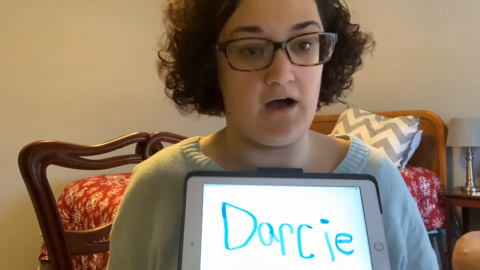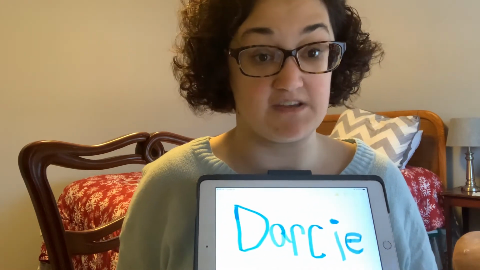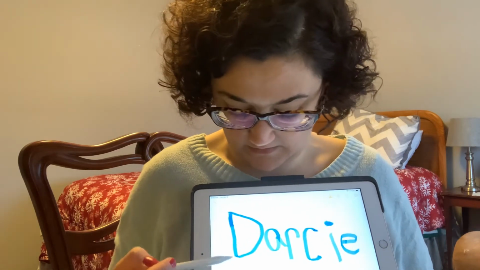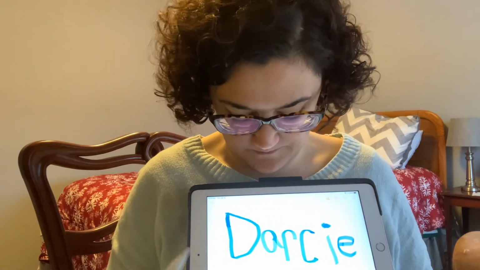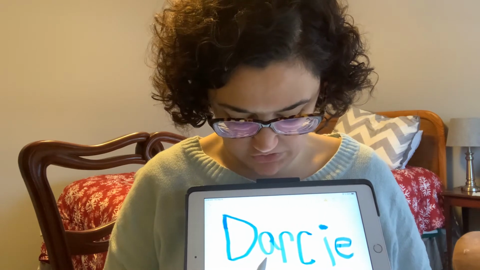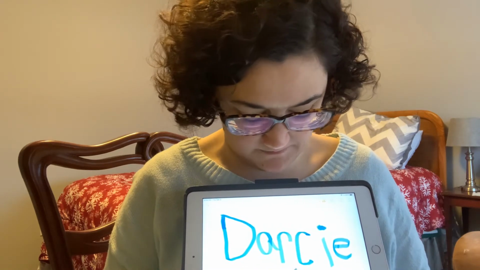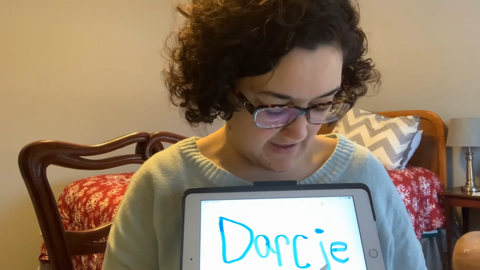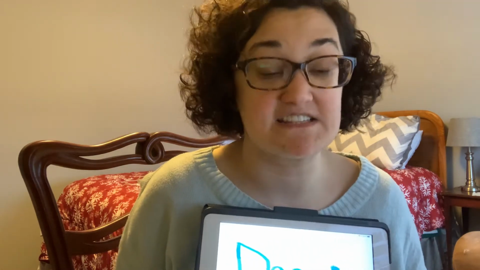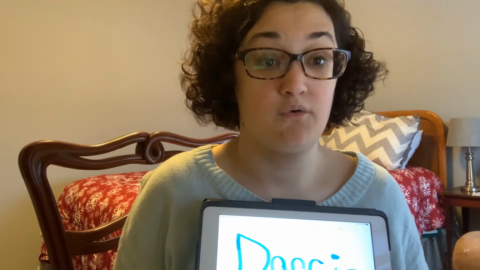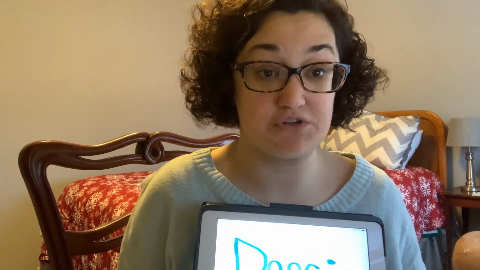Okay, now I'm going to need your help, friends, to count the letters in my name, okay? One, two, three, four, five, six. I have six letters in my name. Okay, now it is your turn to write your name, spell your name, and count the letters in your name. And then we will get started with our letter of the week song. Or letter of the day song.